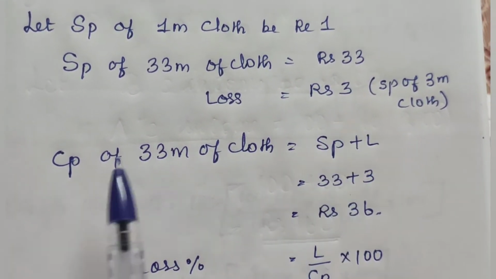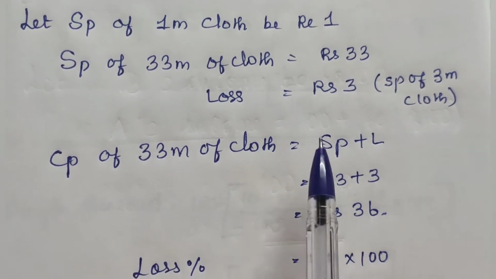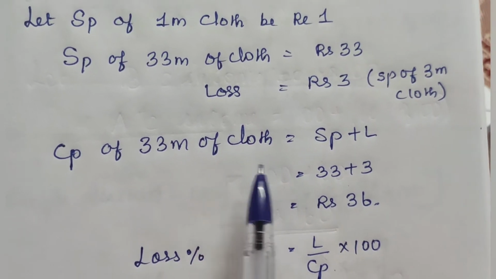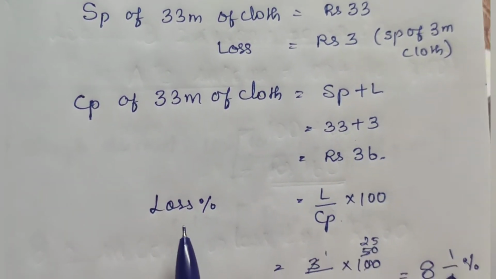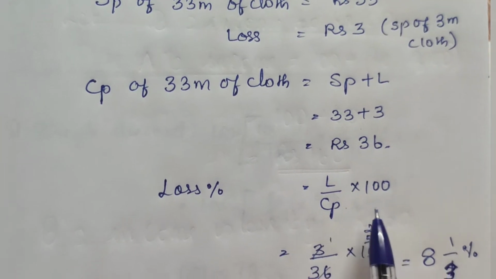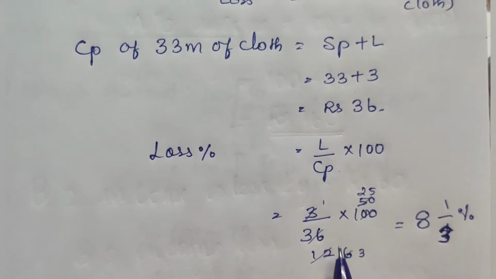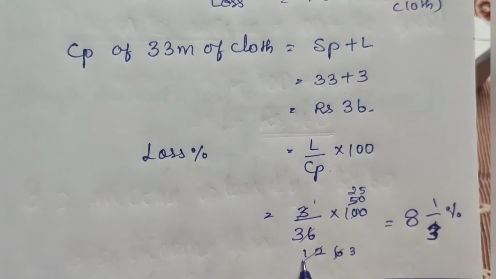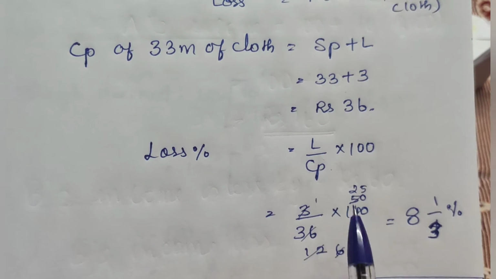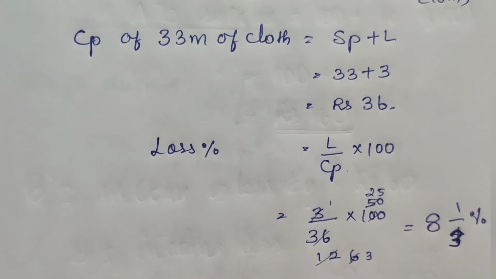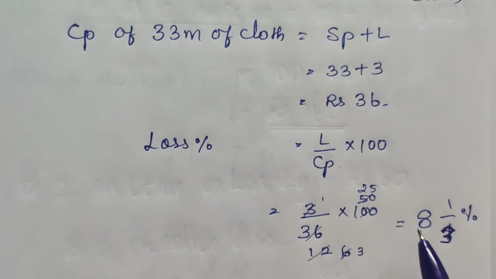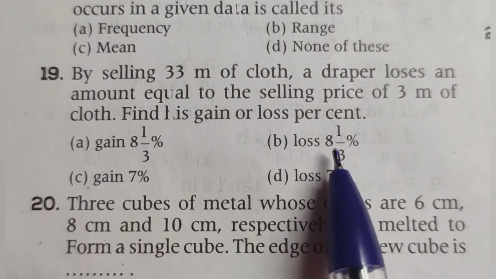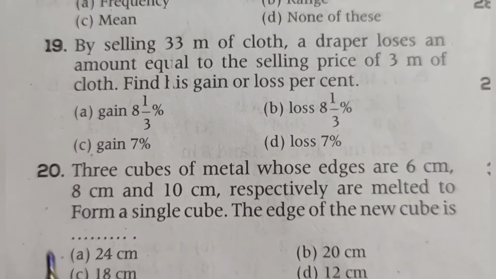Loss is rupees 3. So CP of 33 meters of cloth is equal to SP plus loss, 33 plus 3, rupees 36. So CP we are assuming as rupees 36. Loss percentage is equal to loss by CP into 100, 3 by 36 into 100. 3 by 36 is 1 by 12. So 4 goes 3 times, 4 goes 25 times, 25 divided by 3 is equal to loss percentage 8 1 by 3 percent. Here it is option B, loss 8 1 by 3 percent.